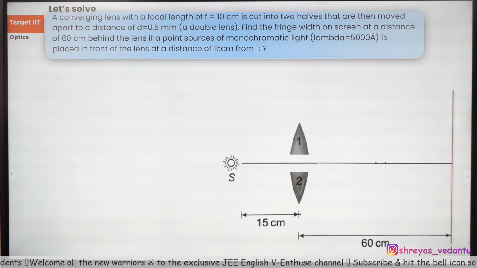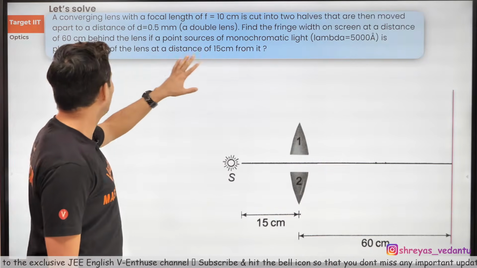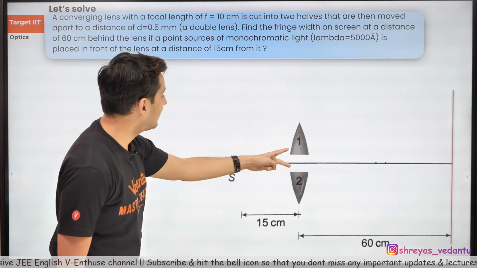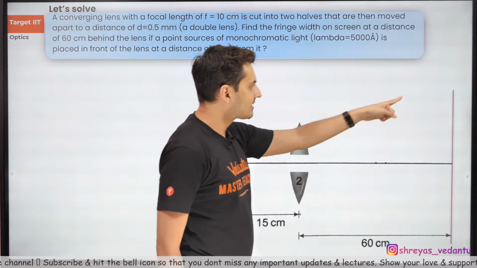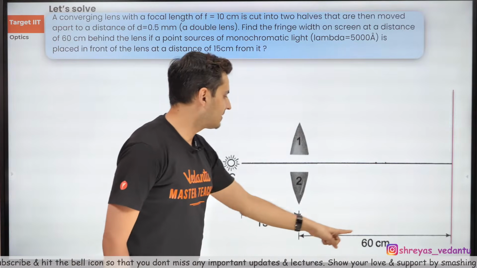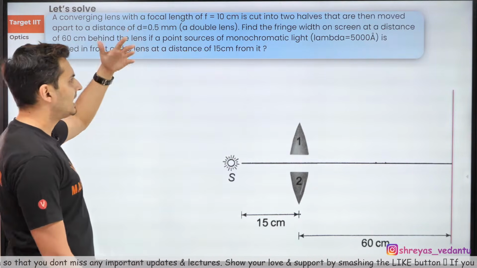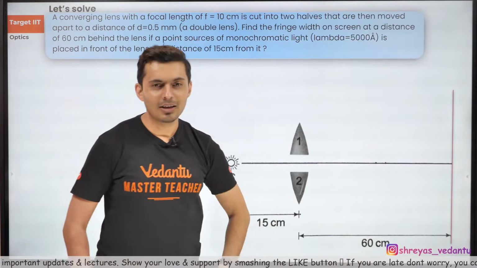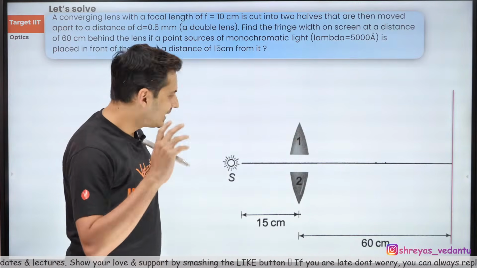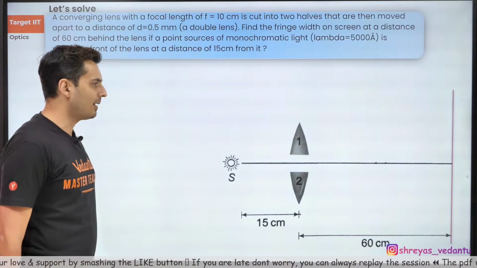Read it. So you have broken a lens into 2 parts, and what you have done is, you have moved them apart by 5.5 millimeters like this, and there is a point source here, and there is a screen over here. From the lens, it is 60 centimeters. The source is 15 centimeters from these broken lenses. Lambda is given. The question is the fringe width on the screen. I'll be like, wait a minute. There is only one source. Where the hell is the second source? I'll tell you what is happening.